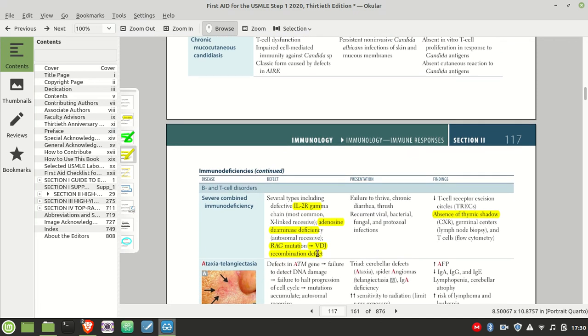Okay, so what's the big thing here? You're going to see these kids, these poor children, with the worst possible infections all the time. T cells are going to be down, you're going to have T cell problems. You're going to have absence of a thymic shadow. And you're also going to have decrease in B cells, because we know how the interaction with T cells and B cells plays, and you're going to have a decrease in antibodies.